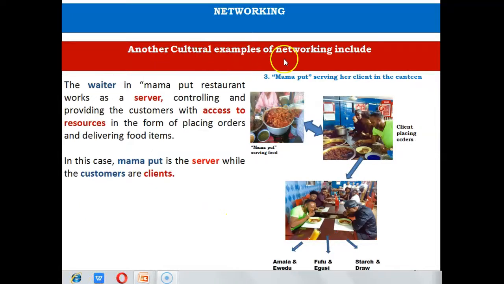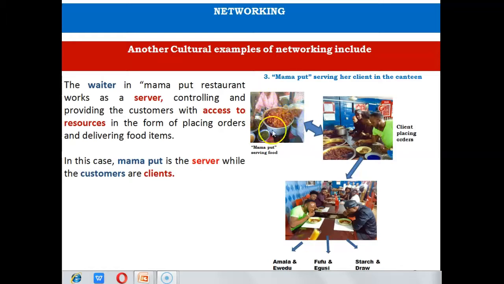Another cultural example of networking can be seen in a local canteen, which we call the Mama Puts. Mama Puts serving her clients in the canteen. Now, wow, this bowl of soup looks delicious. I think at the end of the class we will take a look at this.